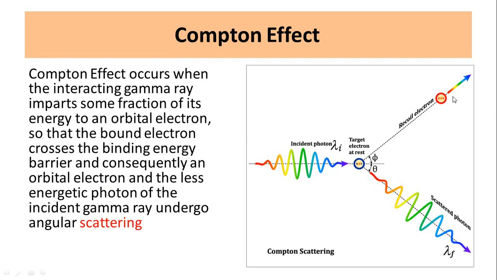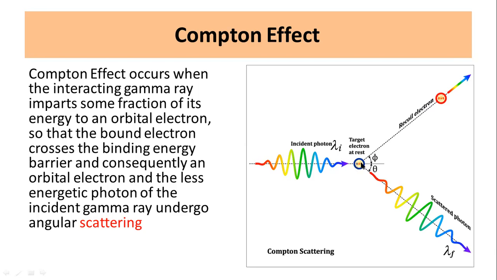So this is a very clear representation. Again, I'm going to explain over here. This is the gamma ray. The gamma ray has the incident wavelength. When it targets this target electron, which is at the rest position, some of the energy is required to remove the electron, and the other energy is going to be scattered over here.